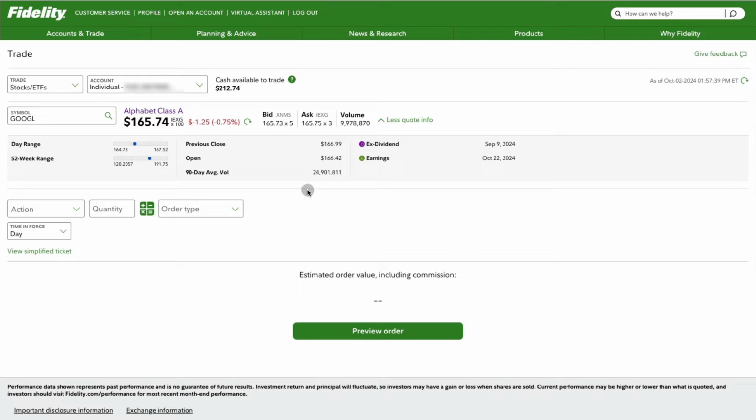Before we were buying a security, now let's sell it. I have 2 options for selling, sell and sell specific. For now, I will select sell.